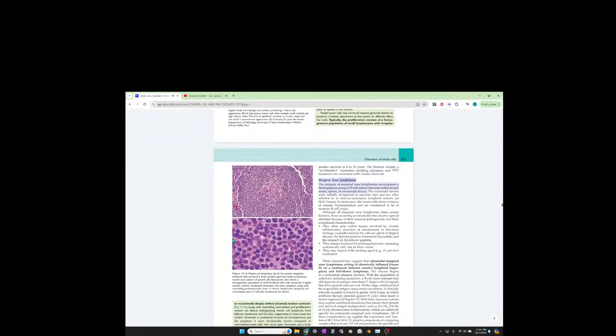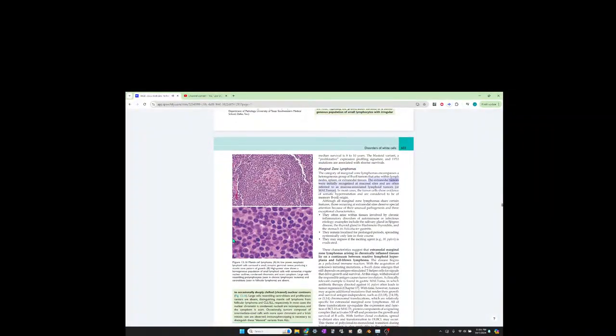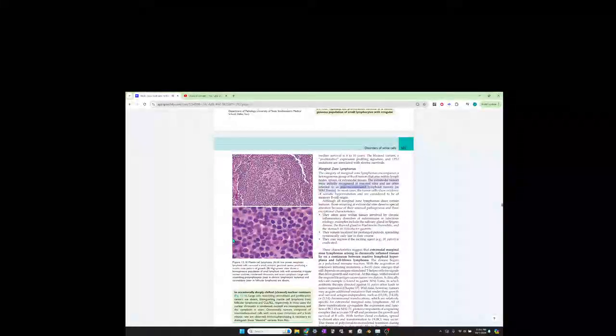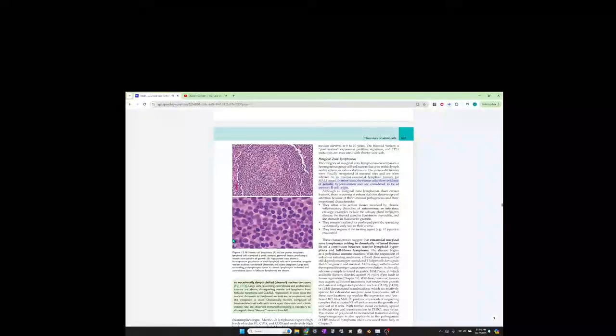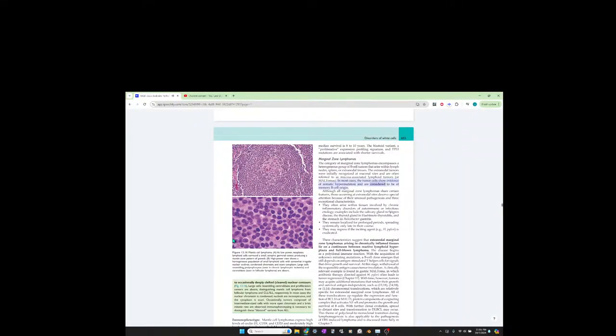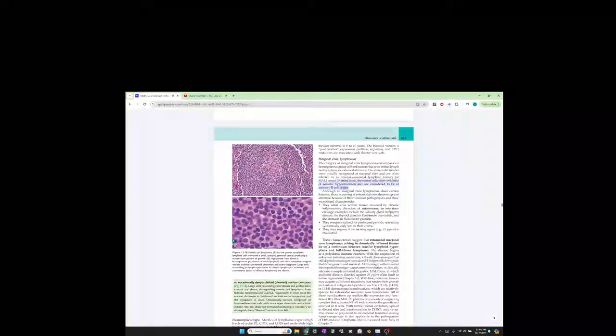Marginal zone lymphomas. The category of marginal zone lymphomas encompasses a heterogeneous group of B-cell tumors that arise within lymph nodes, spleen, or extranodal tissues. The extranodal tumors were initially recognized at mucosal sites and are often referred to as mucosa-associated lymphoid tumors. In most cases, the tumor cells show evidence of somatic hypermutation and are considered to be of memory B-cell origin.